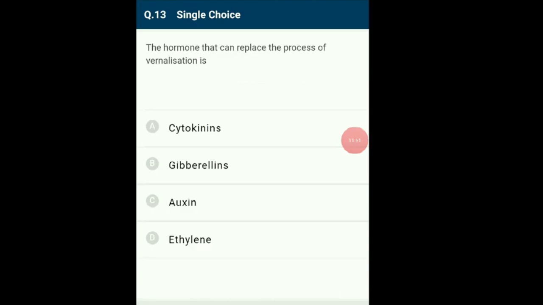Question number 13. The hormone that can replace the process of vernalization is. Vernalization refers especially to the promotion of flowering by a period of low temperature. It prevents precocious reproductive development late in the growing season and enables the plant to have sufficient time to reach maturity. Gibberellins initiate growth in plants by stimulating cell elongation, and thereby they can replace the process of vernalization. So the answer for this question is option B, gibberellins.